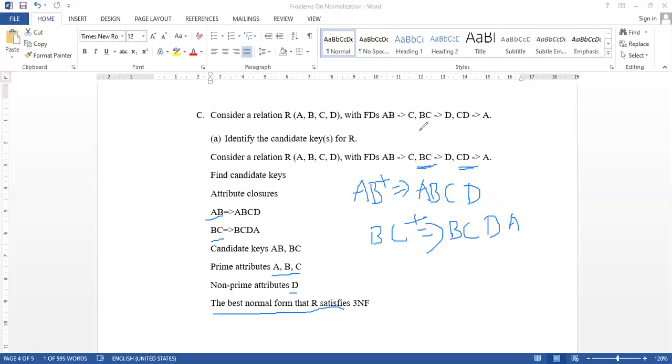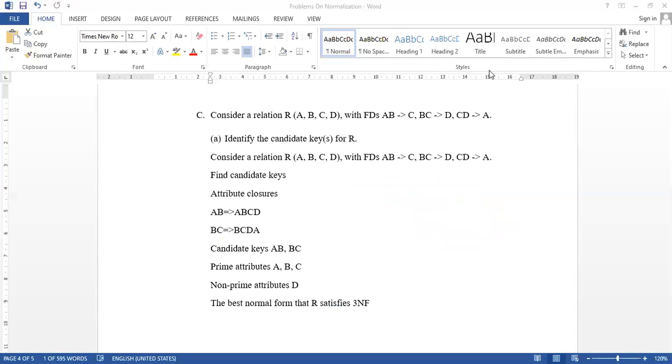Now check this one. First you have to check whether it is in 1NF or not. See here, there are no nested relations and there is no multi-valued attribute, so it is in first normal form. Next we have to check for 2NF. It must be in the first normal form and there should be no partial dependency. We have to check for partial dependencies, right? It means part of the key to non-key.